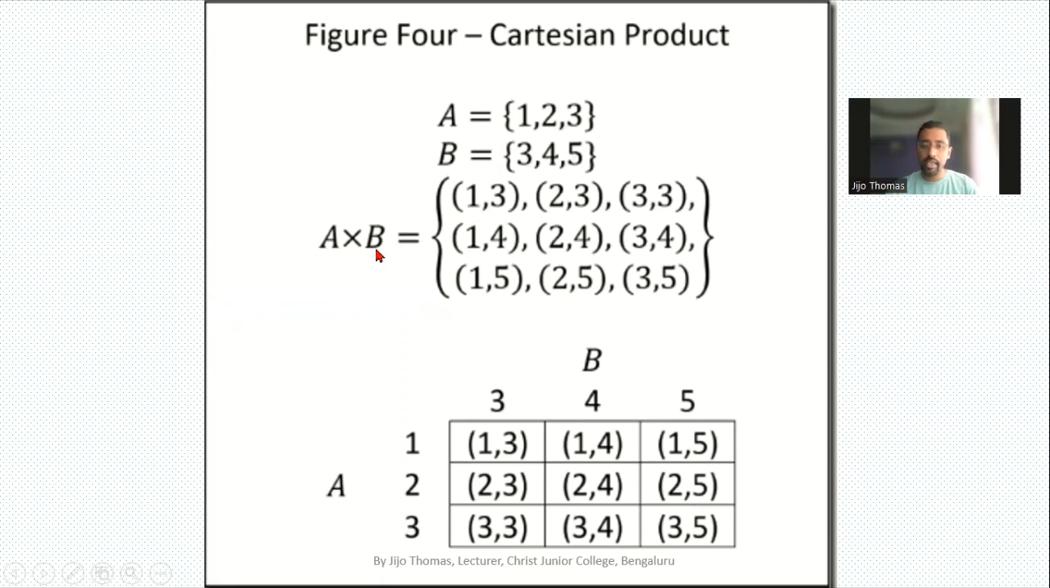So when we are considering A cross B, the first element should be from A, and the second element should be from B. So if I am writing (x, y), x should be from A and y should be from B. All such possible ordered pairs put inside a set is called the Cartesian product.